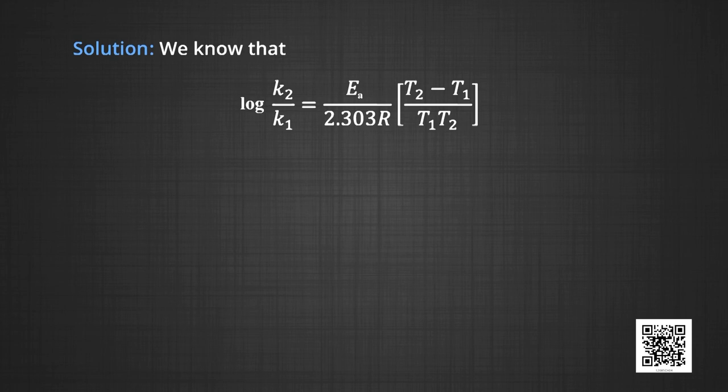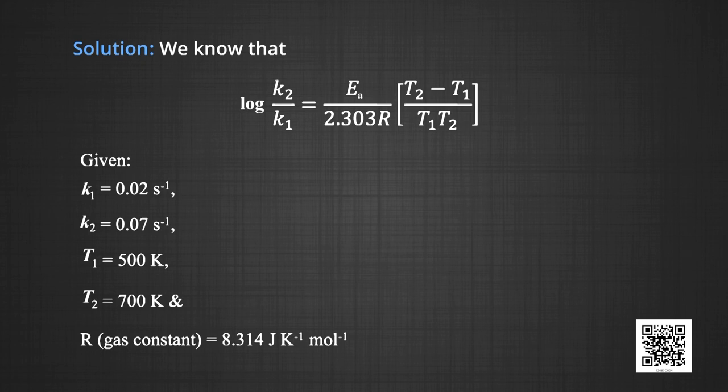Now, just putting up the values, K1 is 0.02 per second given, K2 is equal to 0.07 per second, T1 is equal to 500 Kelvin and T2 is equal to 700 Kelvin. And let me tell you here that if the temperature is given in degree Celsius, then you have to change the values in Kelvin before putting them in the formula. Capital R is a gas constant, 8.314 joules per Kelvin per mole.